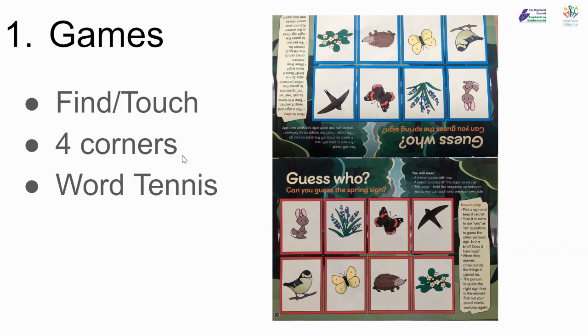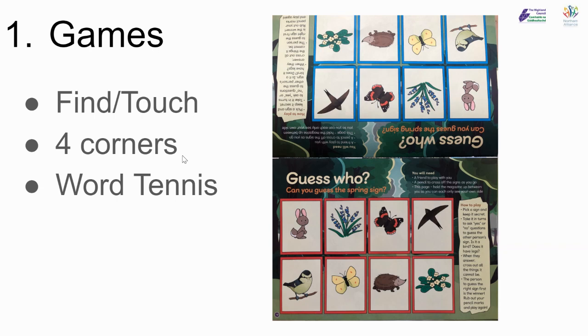Word tennis is where 2 children take it in turns, going backwards and forwards, saying words out loud on a set topic, saying as many as they can, and they can count up the number of words they can say without repeating one another. So it's really focusing on their listening. And then you can have a class competition to see who can get the most number of words.